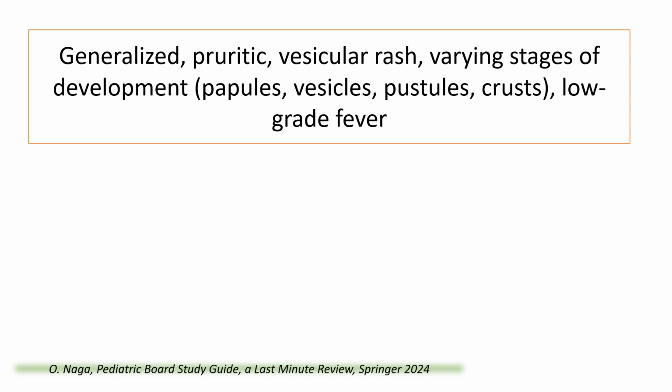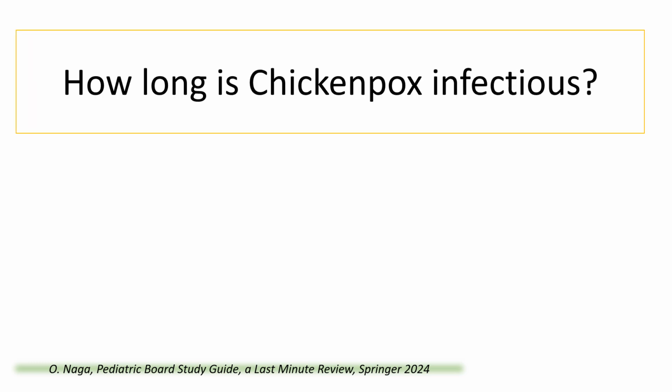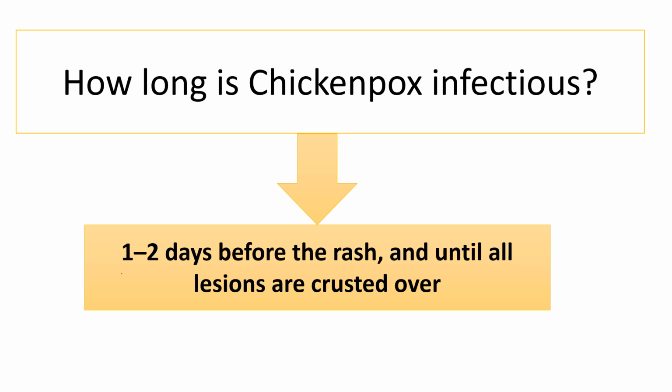Generalized pruritic vesicular rash, varying stages of development: papules, vesicles, pustules, crusts, low-grade fever. What is the most likely diagnosis? Varicella zoster virus infection, or well known as chickenpox. How long is chickenpox infectious? 1 to 2 days before the rash and until all lesions are crusted over.